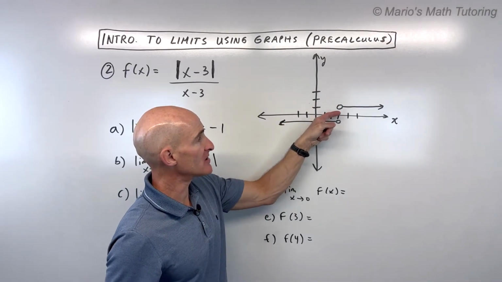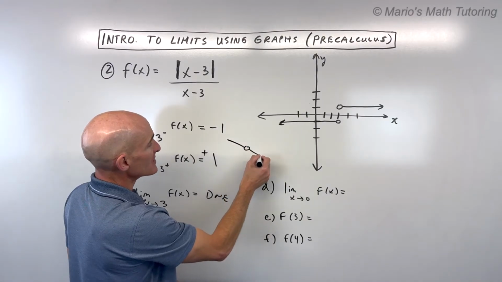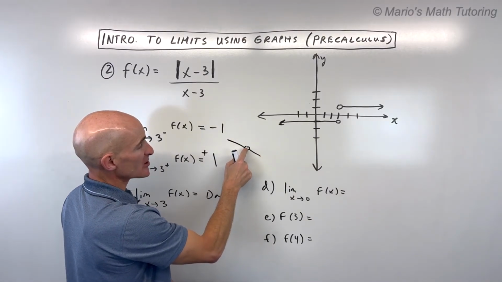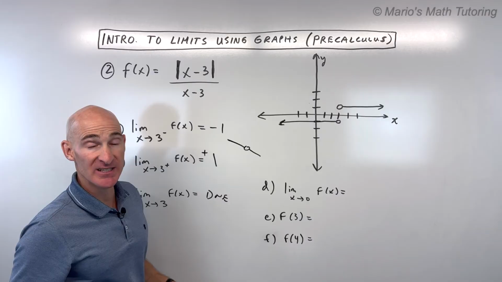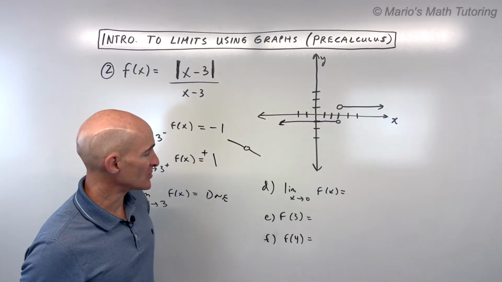You're going along like this, and you jump up to here. A removable discontinuity is where you just have one missing point. Like if I filled this with one pixel or one dot, it would then become continuous. There'd be no break in the graph. But this is a jump discontinuity.